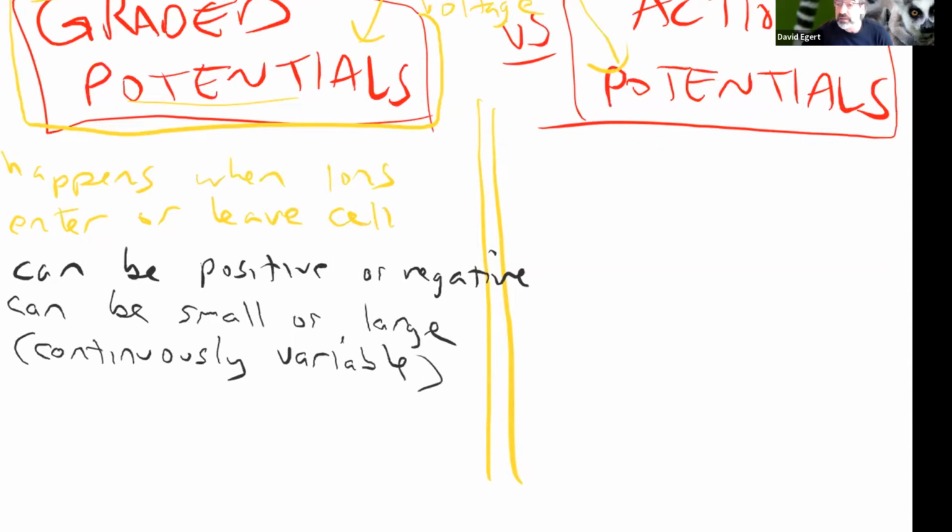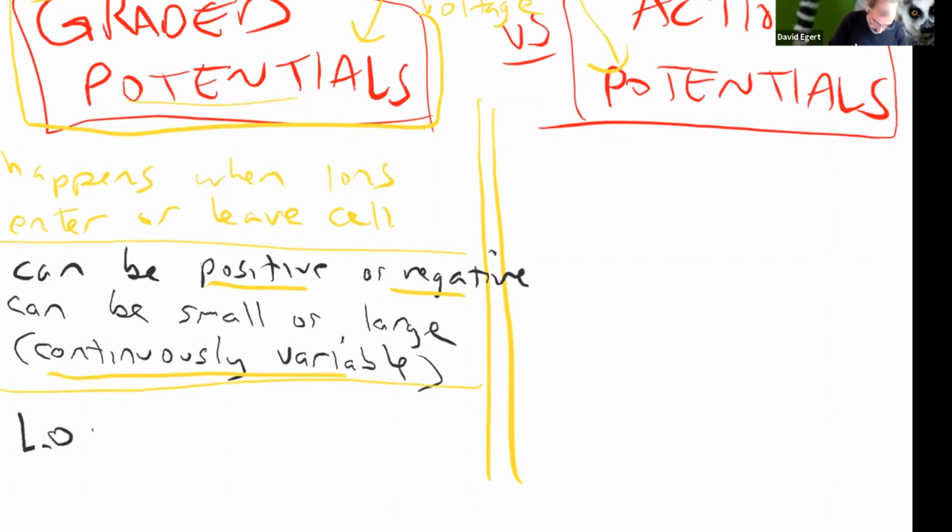So if you have a lot of ions moving in, maybe you'll have it go up quite a bit. Or if only a few move in, it will go up a little bit. And you have a whole range. So continuously variable means it can be anything from a little to a lot in a continuous range. And it can be positive or negative, depending on whether things are entering or leaving and whether they're anions or cations. So continuously variable, positive or negative.